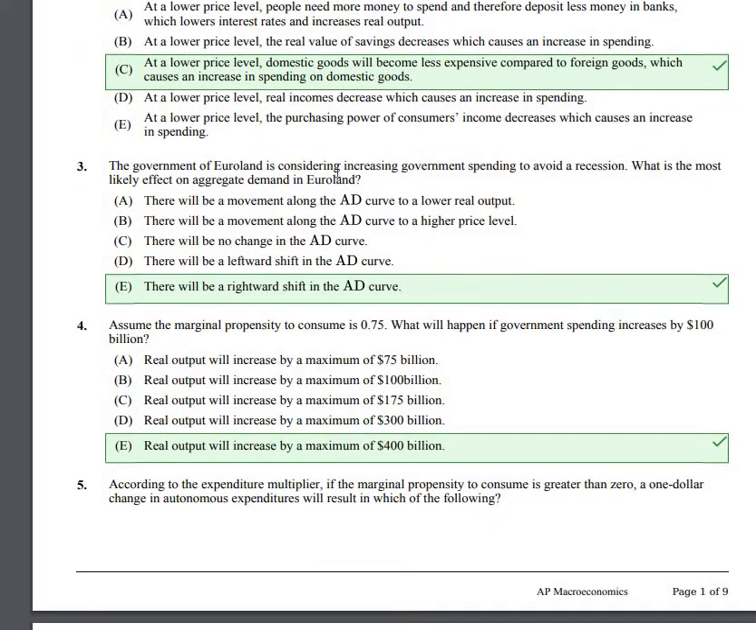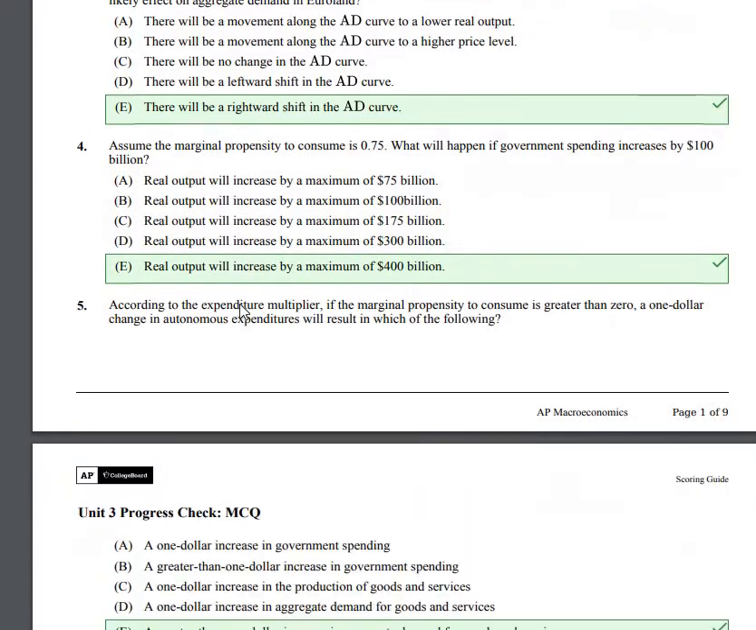Number 3, the government of Euroland is considering increasing government spending to avoid a recession. What is the most likely effect on aggregate demand in Euroland? E, there will be a rightward shift in the aggregate demand curve. They're doing expansionary fiscal policy, shifting aggregate demand to the right.